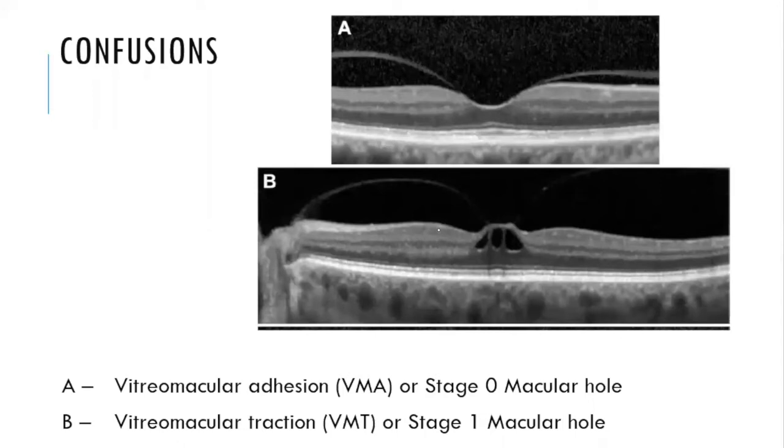Other things to get slightly different confusion between the different grading systems. The way of assessing things is that in picture A, you can either describe this as vitreomacular adhesion or a stage 0 macular hole. In picture B, I would call this vitreomacular traction, but in Gass's classification, this would still be a stage 1 macular hole.